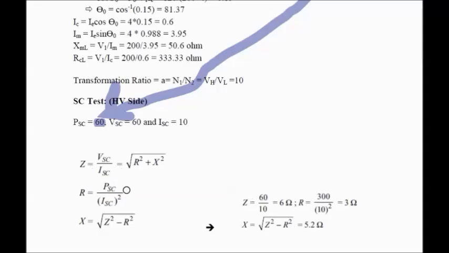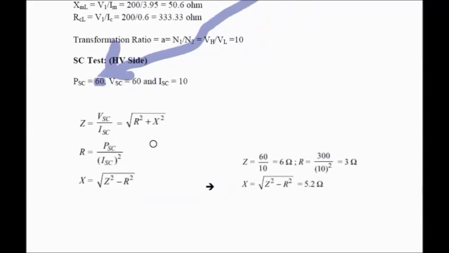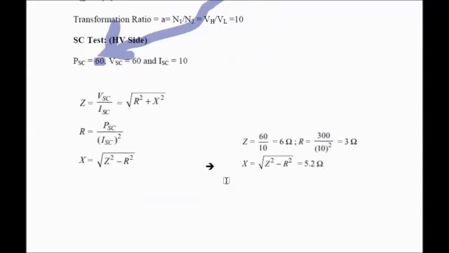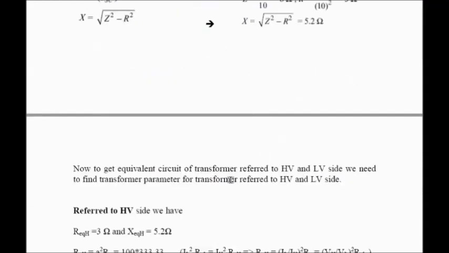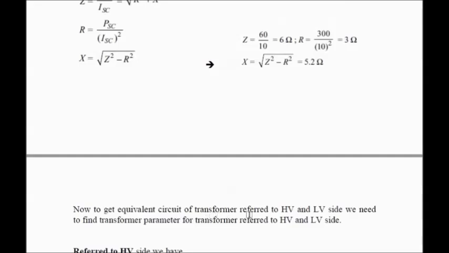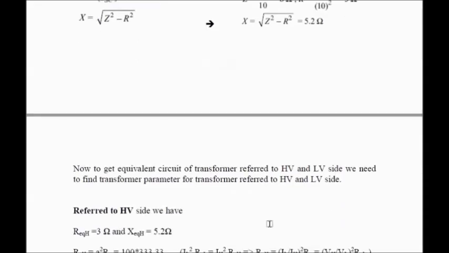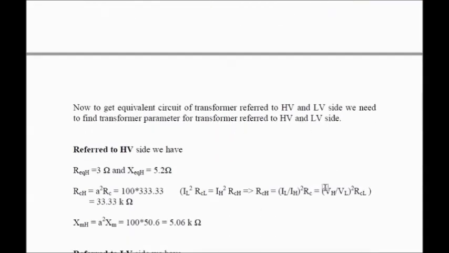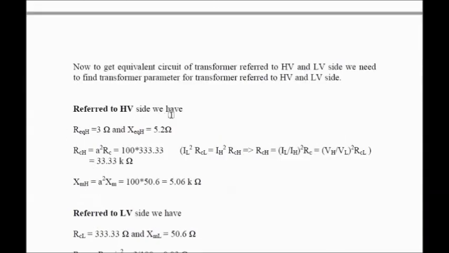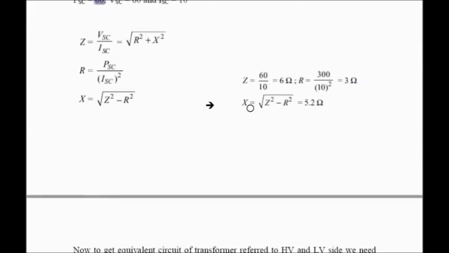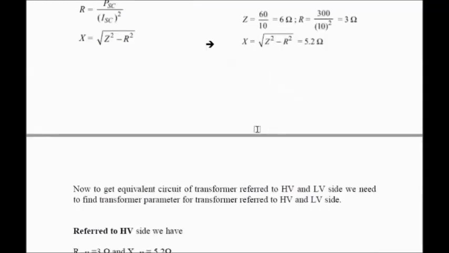So these are the parameters that we get from the SC test, and this SC test is performed on the high voltage side. So these parameters can be written as R equivalent H, X equivalent H. Now we have to calculate the equivalent circuit of the transformer referred to the high voltage and low voltage sides. So we need to find the transformer parameters referred to the high voltage and low voltage sides. Now when referred to the high voltage side, we already have X equivalent and R equivalent.